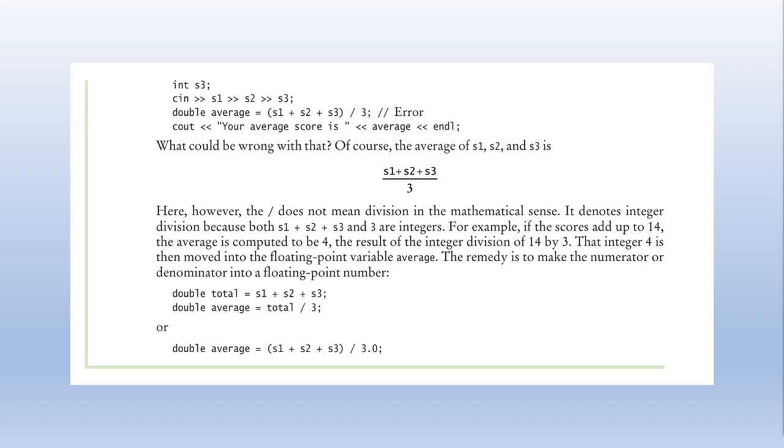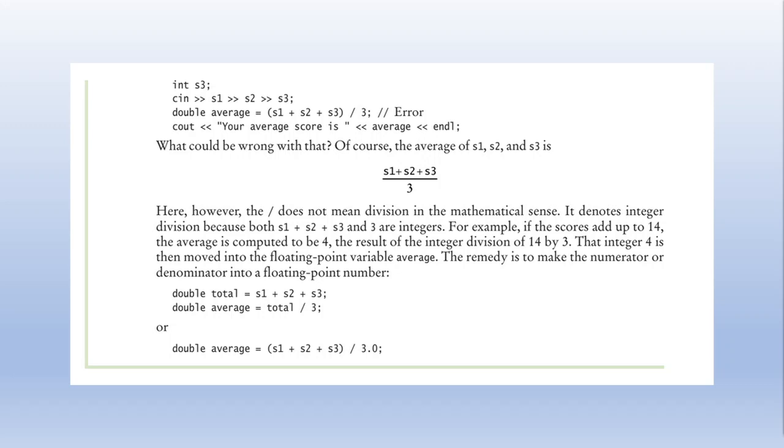Imagine in this example that you have three integer variables called s1, s2, and s3, which comprise the top half of some expression, or the numerator, that will be divided by 3 and then stored into a variable called average, which is declared as a double. Since s1, s2, and s3 are all integers, our numerator will be an integer, and our denominator, since it is 3, will also be an integer, which means that we are dividing one integer by another and storing an integer into a double as a result.